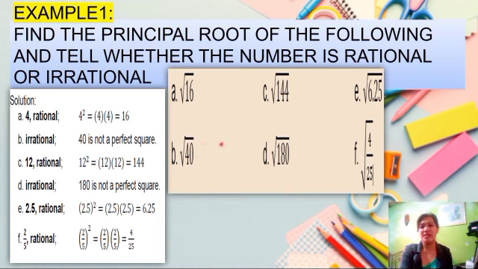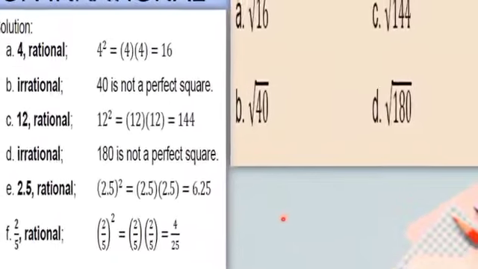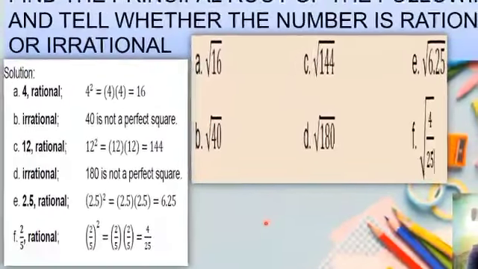Next, E, square root of 6.25. If we multiply 2.5 by itself, the resulting number is 6.25. Therefore, it is a rational number. And then F, the same, square root of 4 over square root of 25 is equal to 2 over 5. And therefore, it is a rational number.